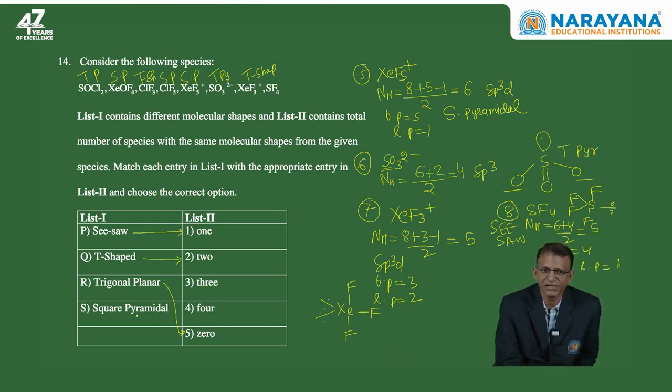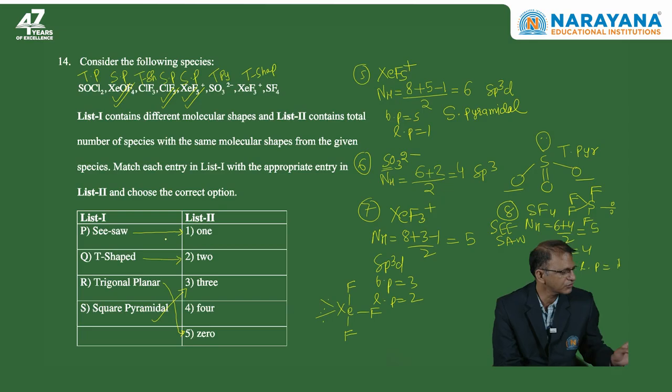Square pyramidal we have calculated. This molecule is a square pyramidal, then this one is a square pyramidal, and then this molecule is a square pyramidal. So there are 3 molecules having a square pyramidal geometry. I think options are missing here, right?